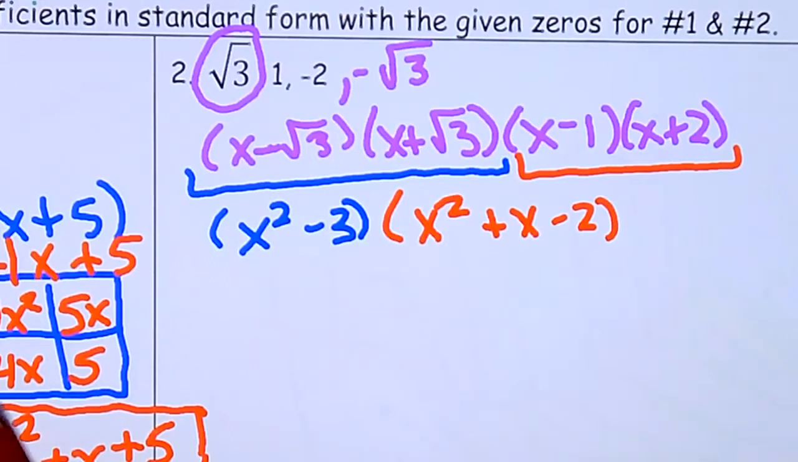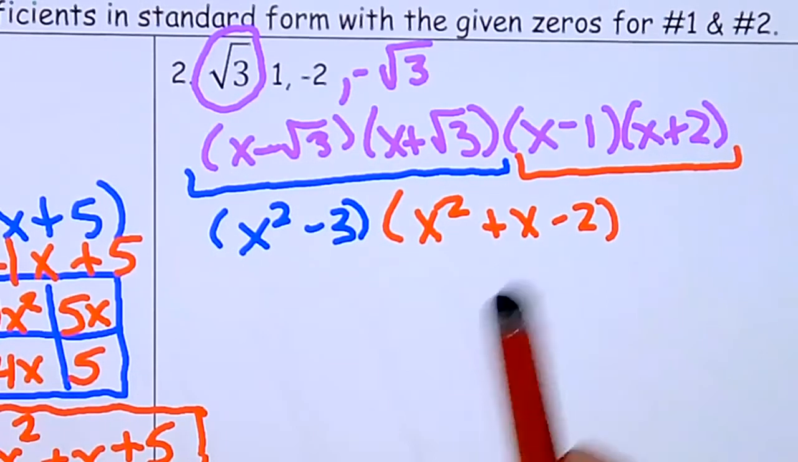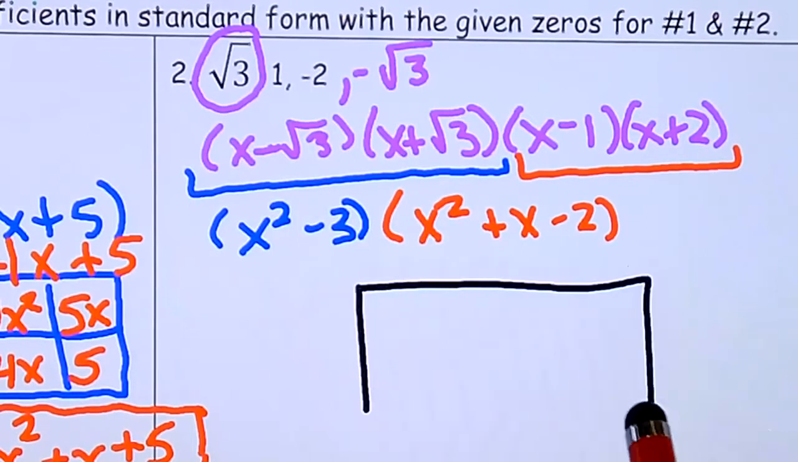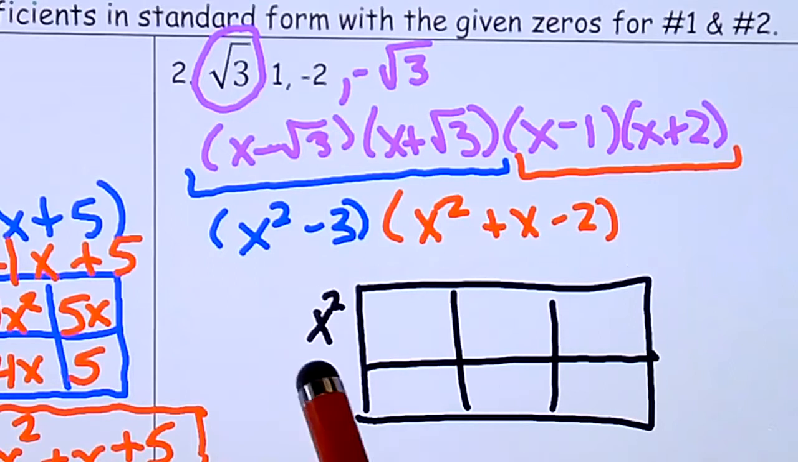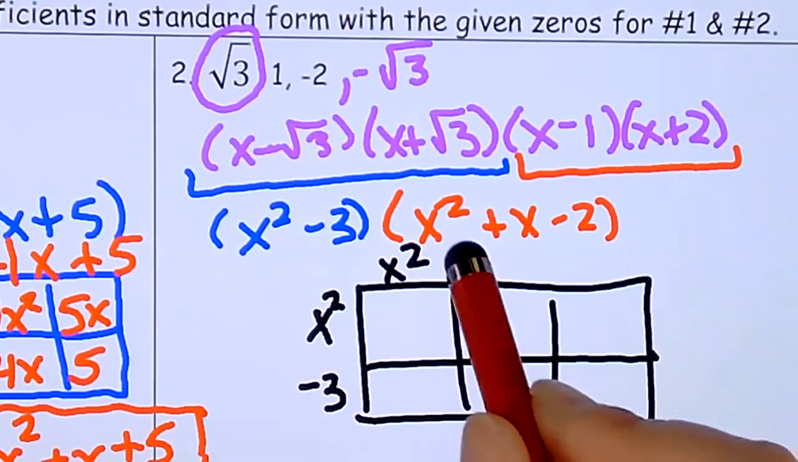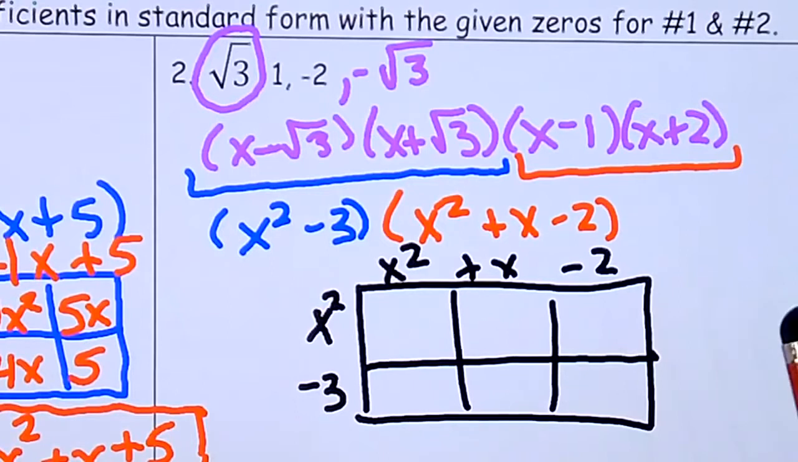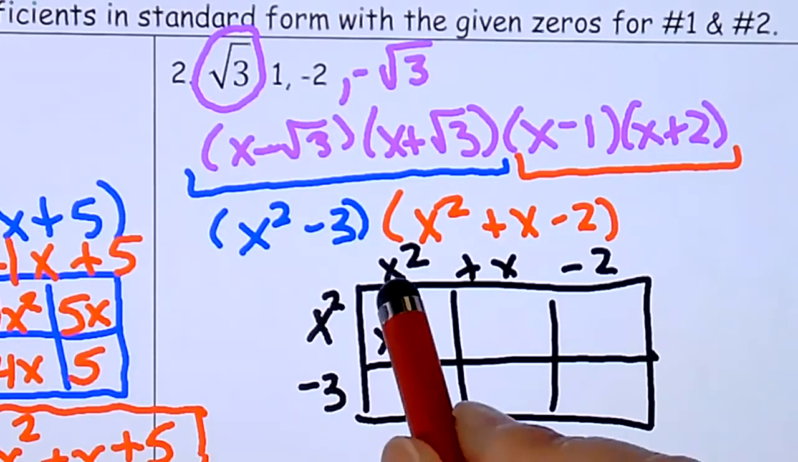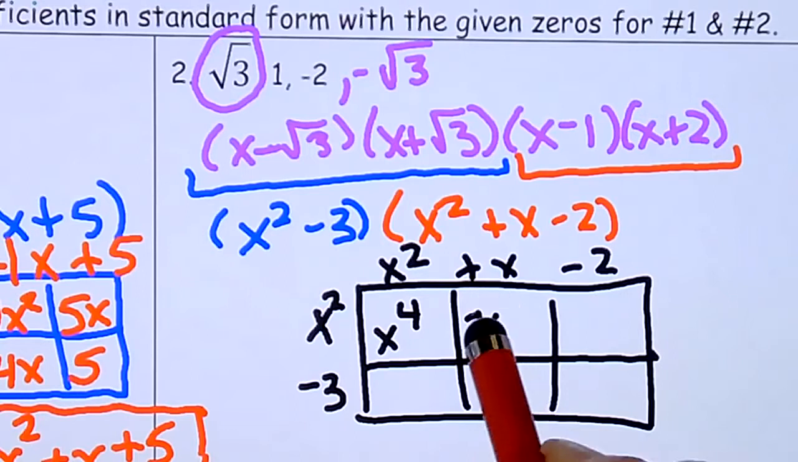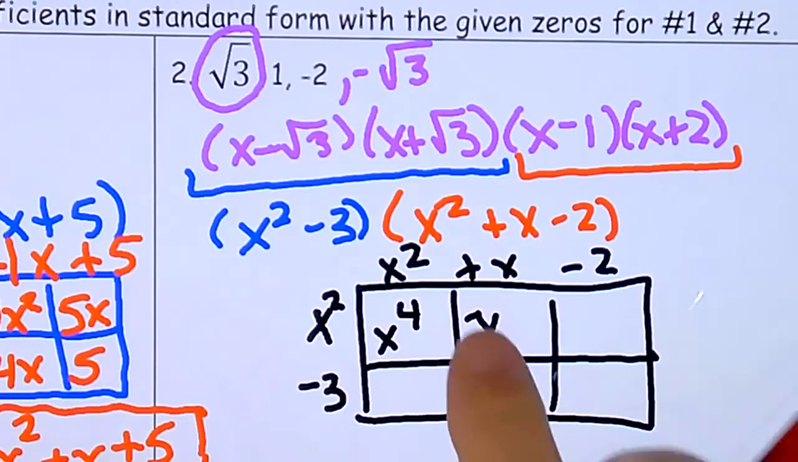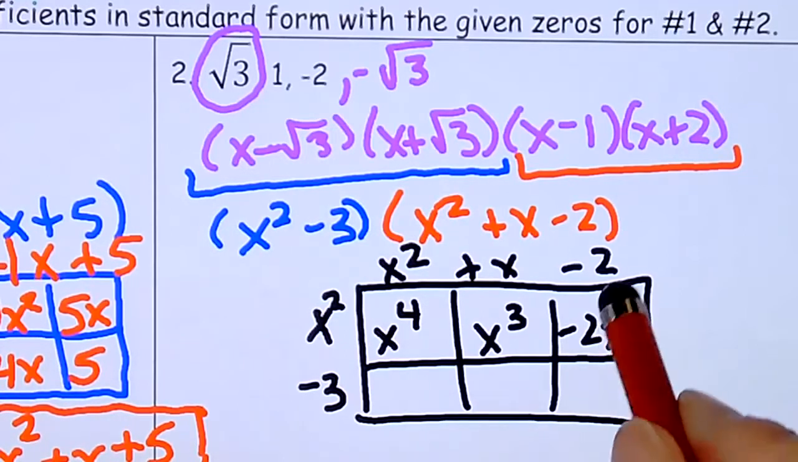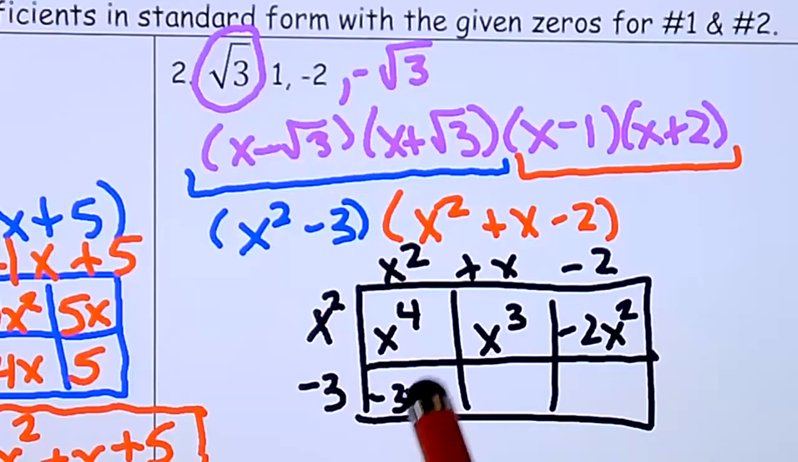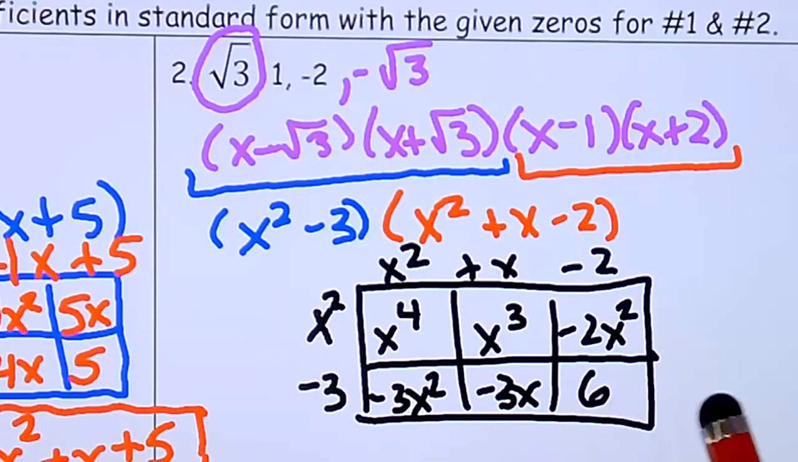Now I'm going to do my box. I'm going to do a 2 by 3. So I have x squared minus 3, x squared plus x minus 2. And I get an x to the 4th and x to the 3rd. Here, an x to the 3rd, a negative 2x squared, a negative 3x squared, a negative 3x, and a positive 6.